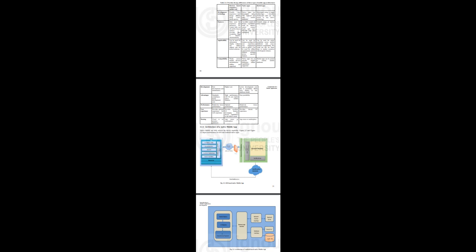Look at the screen. 2.2.1 Architecture of a native mobile app. Native mobile app fully utilizes the device capability. Figure 2.1 and Figure 2.2 depict architectures for iOS and Android native apps. Fig. 2.1 iOS-based native mobile app. Fig. 2.2 Architecture of Android-based native mobile app.